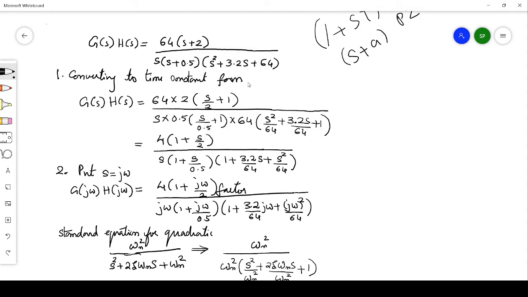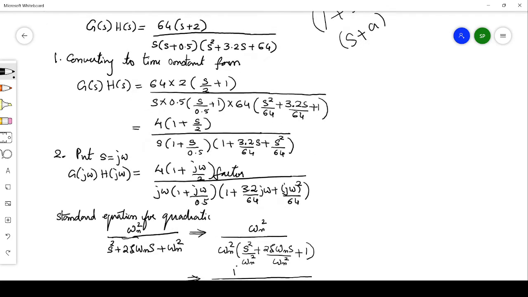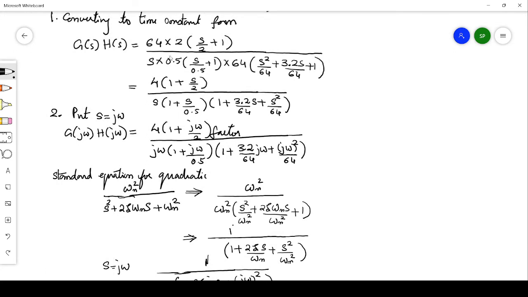And for this quadratic term, we have to make the constant term 1. Here you can see the constant term is 64, so we can take the 64 outside. When you take 64 outside, the factor becomes s square by 64 plus 3.2 s divided by 64 plus 1. Now all our factors are in time constant form. Now we can cancel off these constant terms and we finally get 4 as the constant term in the numerator.